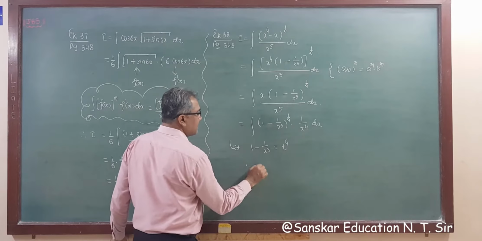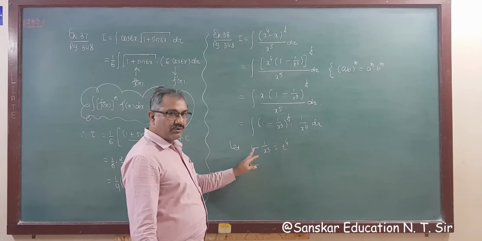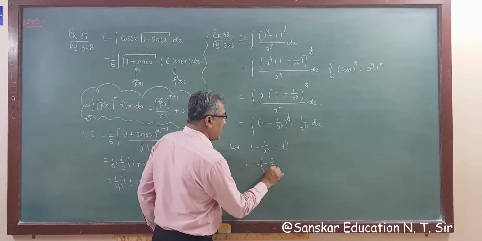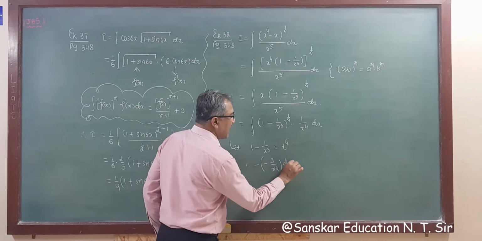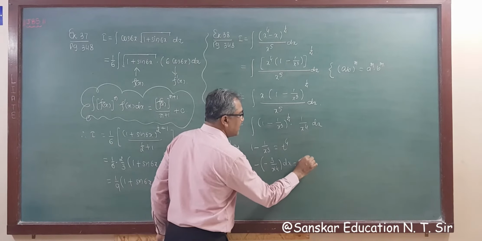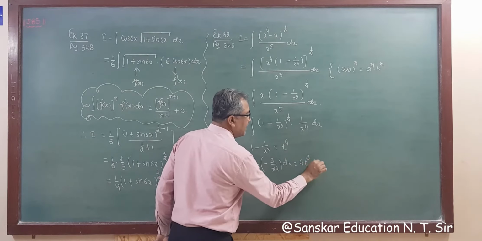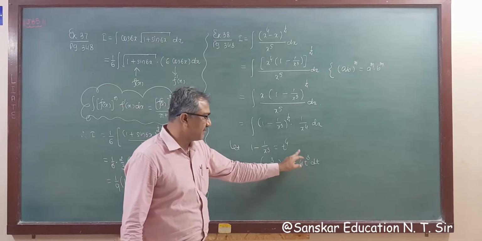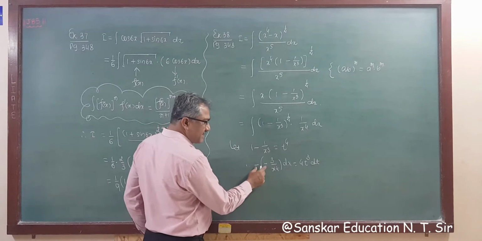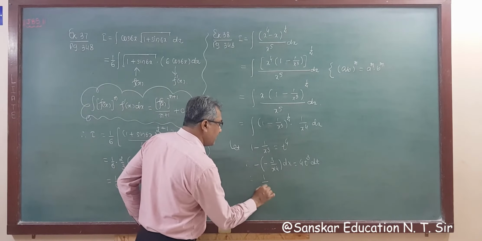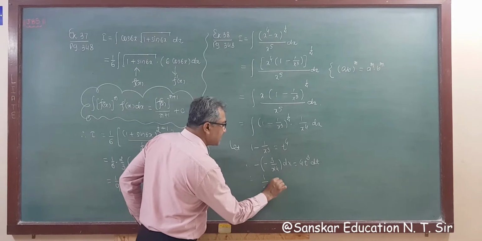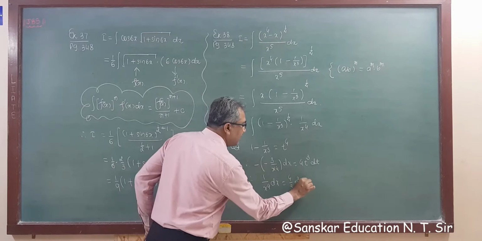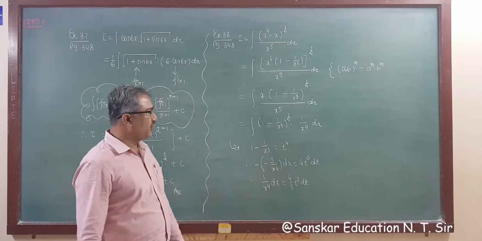So the derivative of this: this is 0, this is minus, and the derivative of this is minus 3 upon x raised to 4. So dx is equal to 4 times t raised to 3 dt. The derivative of x raised to n is n x raised to n minus 1. So this minus minus becomes plus. So what we get is 1 upon x raised to 4 dx is equal to 4 by 3 t cube dt.